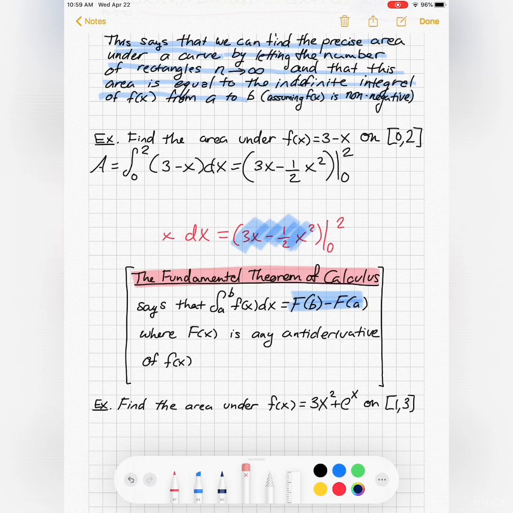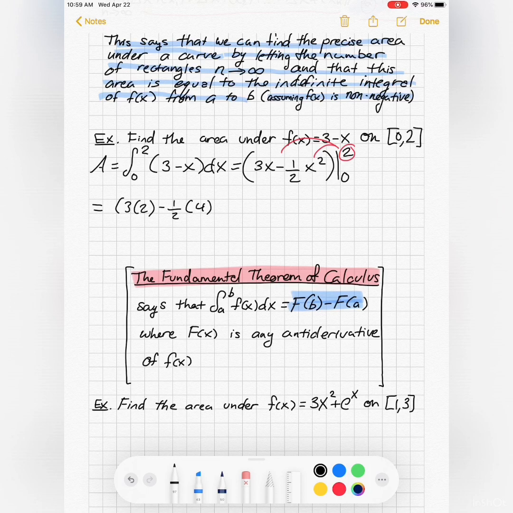So look, I'll just illustrate this with the example. Okay, so I already have my antiderivative. Now I'm going to evaluate. So what I'm doing here is I'm plugging the 2 in. Okay, so I have 3 times 2 minus a half times 4. Okay, that's this piece. Now I subtract, and now I have to plug in the 0.